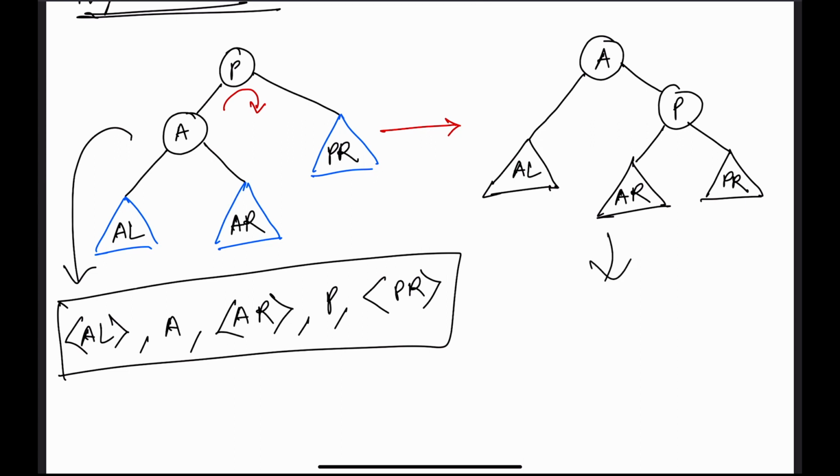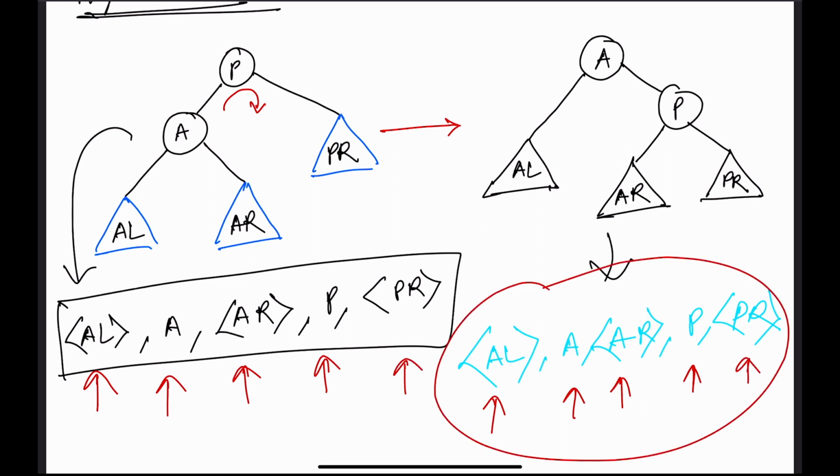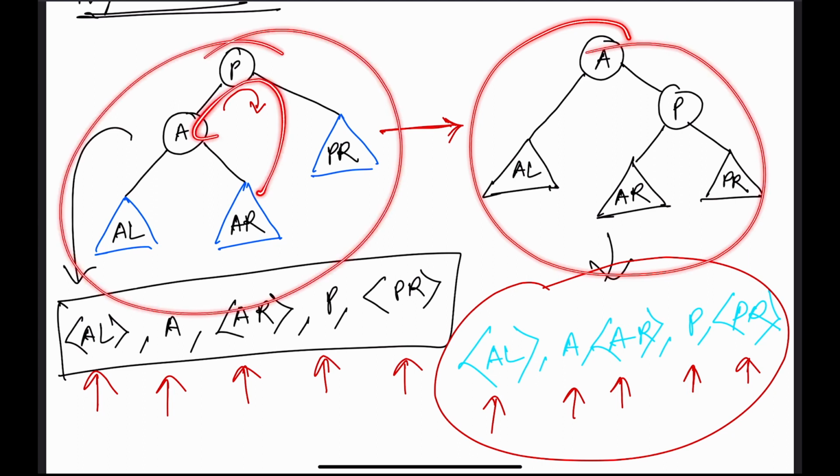And what would be this one's in-order traversal? This is going to be, obviously, A of l, then A, then A of r, then P, then P of r, isn't it? So you can see all the same: A of l, A of l, A, A, A of r, A of r, P, P, P of r, P of r. So the in-order traversal of both trees is the same, but here we have done the rotation. This rotation is actually happening.